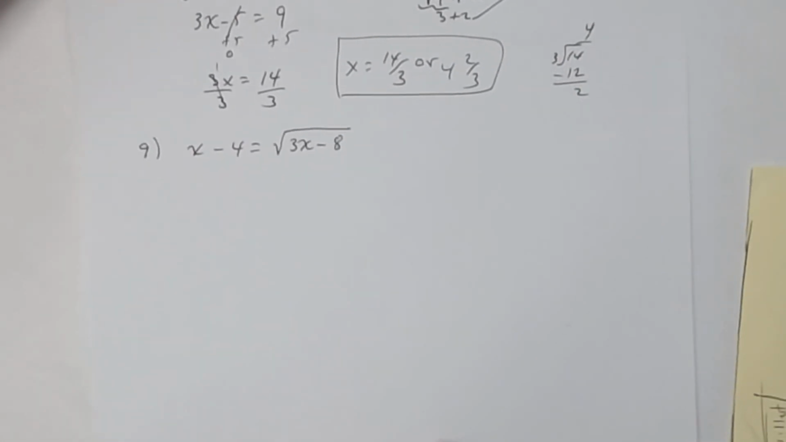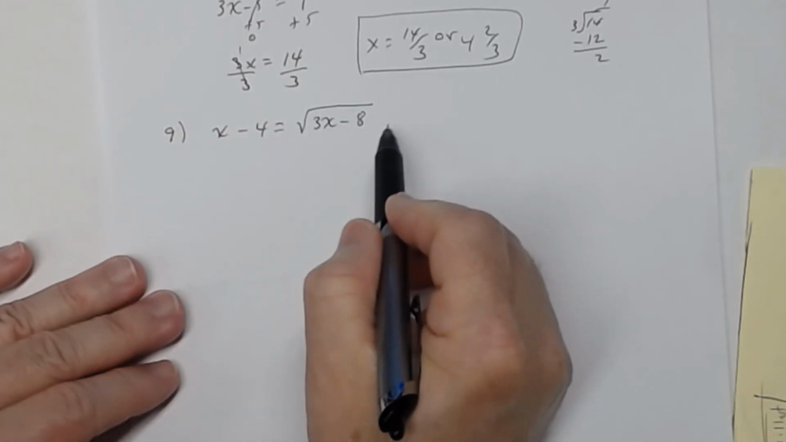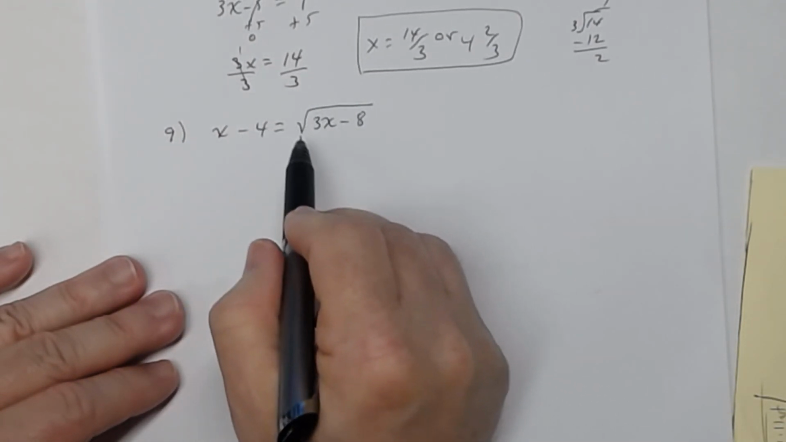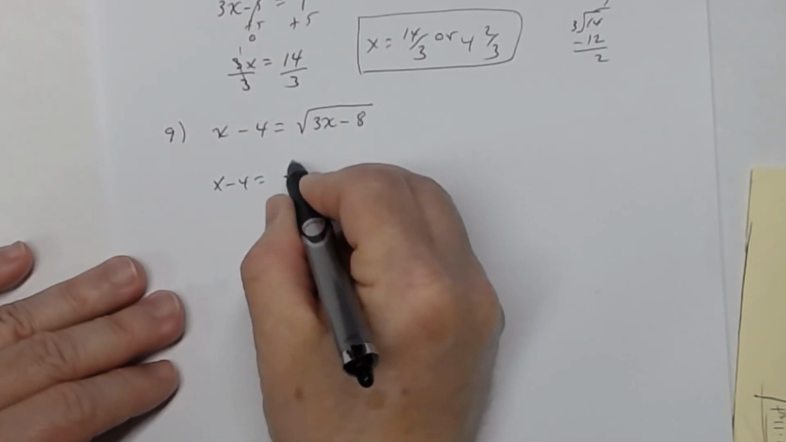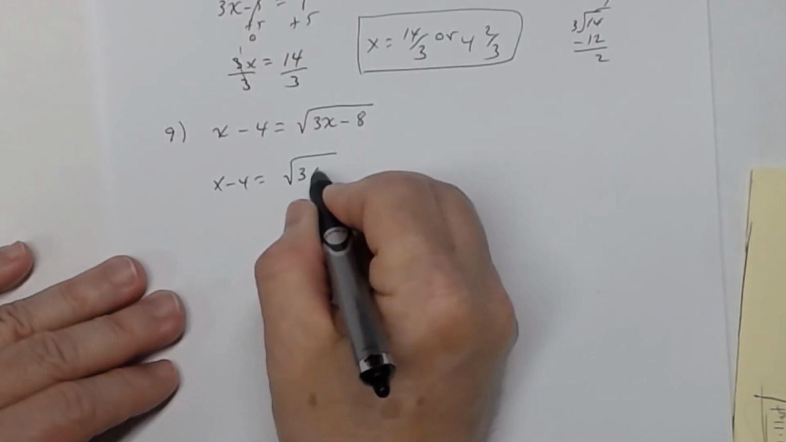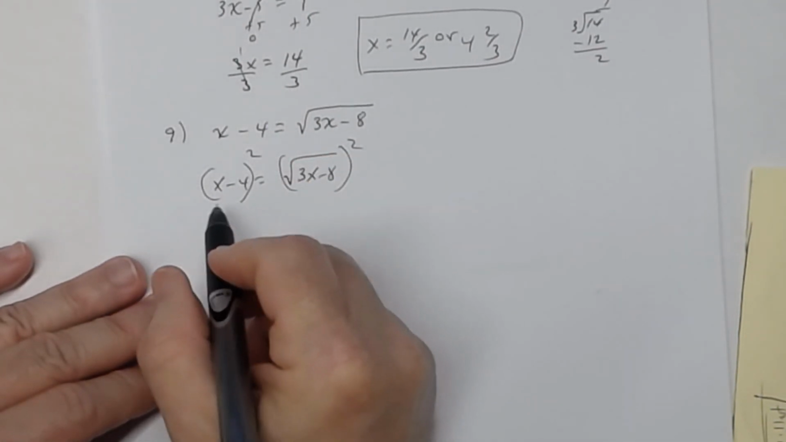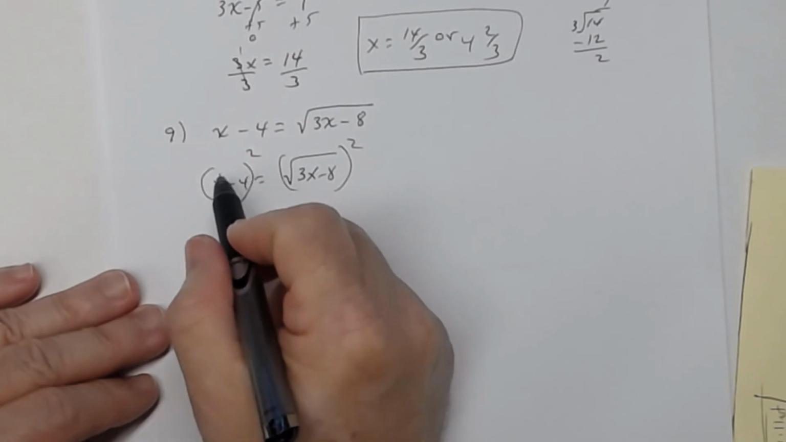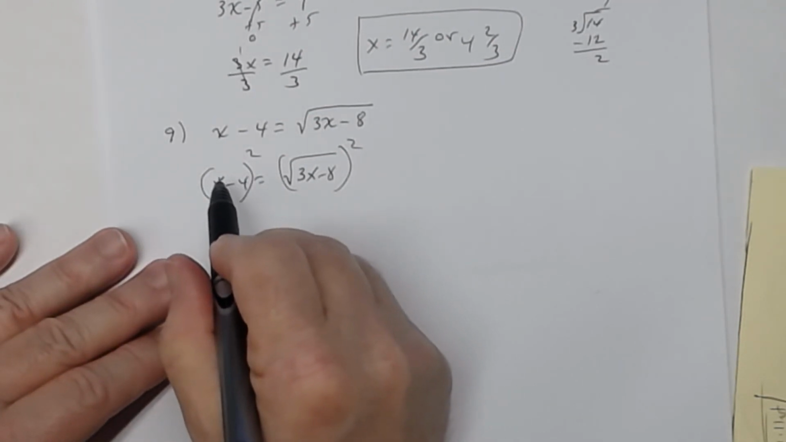All right, so let's look at number 9. In number 9, notice I have the square root expression by itself. So now I'm going to do the opposite of square rooting, which is squaring both sides. So just like this, square both sides. Notice that x minus 4 is inside these parentheses and is being squared. Okay, so now we're going to get rid of these parentheses.